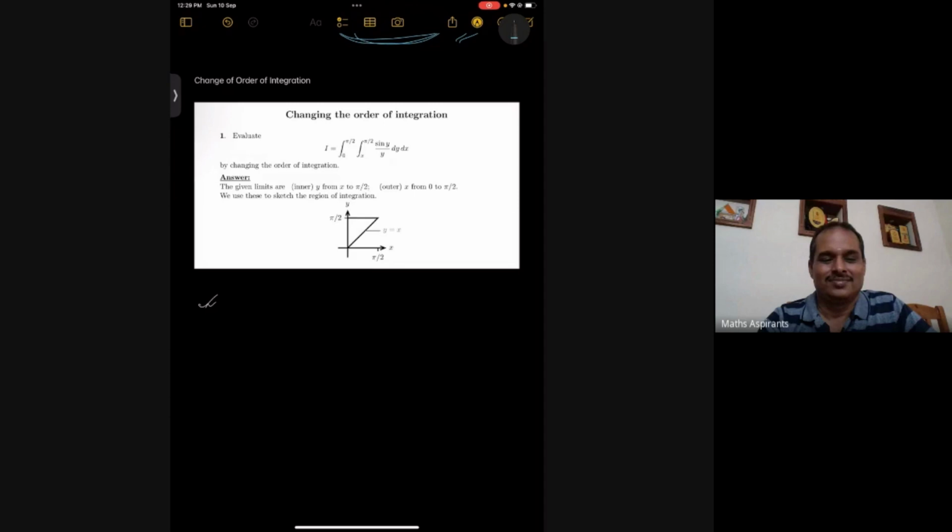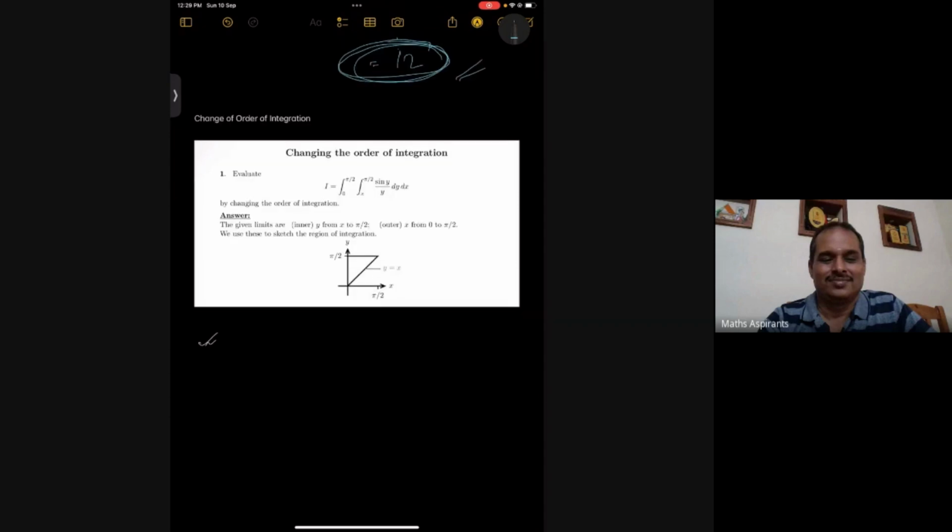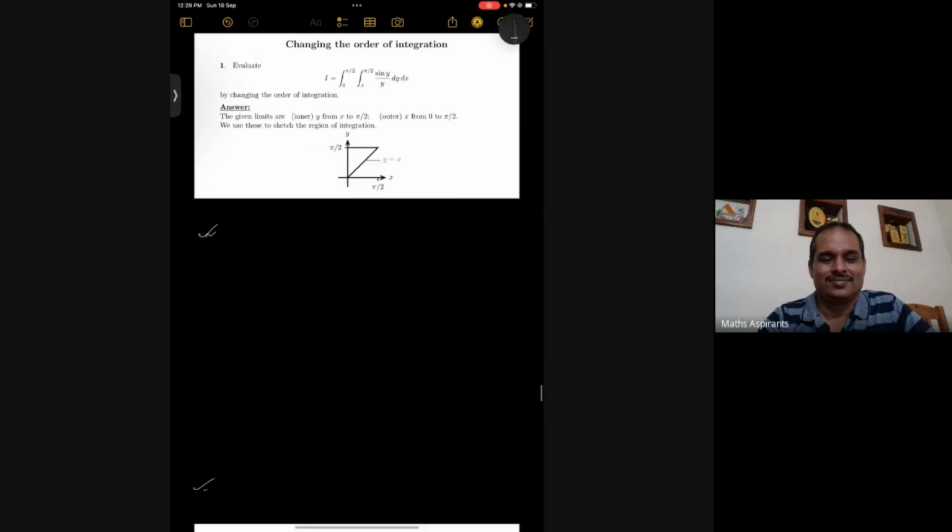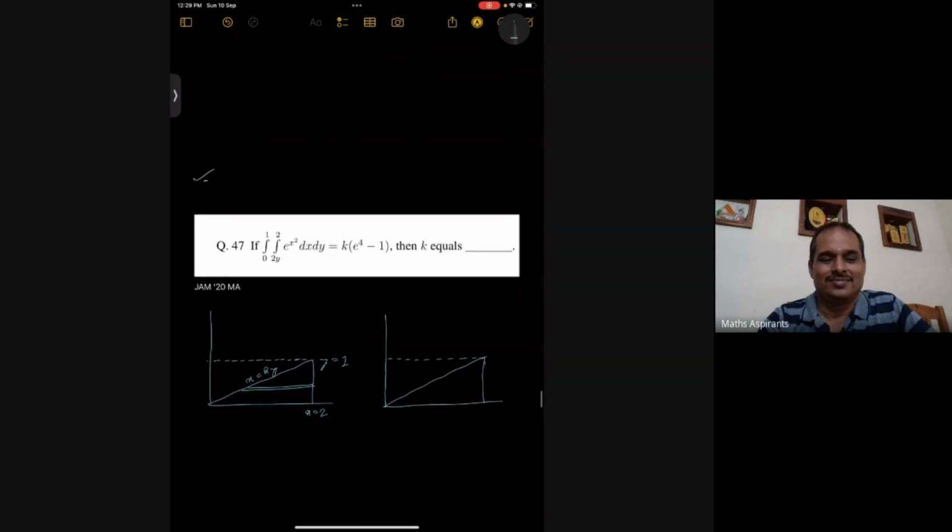Okay, yes. So this is the last topic, change of order of integration. That is very important because questions are asked. As for example, this question, I'll tell you how this is done. You are asked to find this double integral sine y by y dy dx, and y comes up here first, right? The inner integral. So y limits are, look at this question in the image here, x and pi by 2, and the limits of x are 0 and pi by 2.